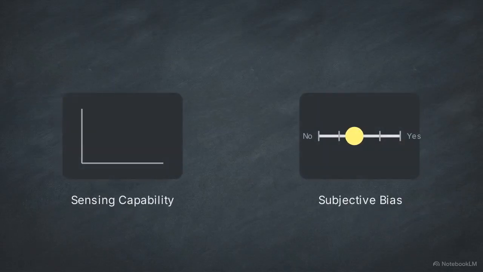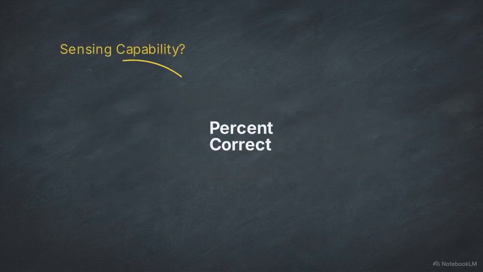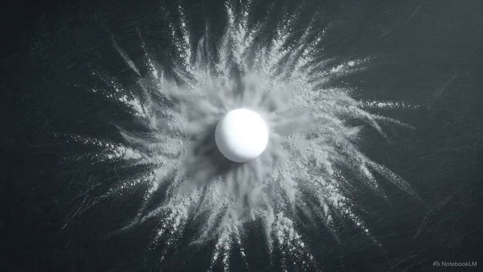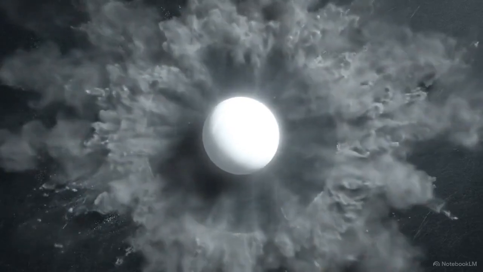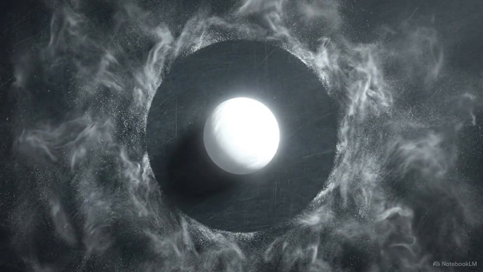The percent correct metric fails here because it mashes two completely separate variables into a single number. It confounds the true sensing capability of the detector with the subjective bias of where the threshold was set. To evaluate actual performance, we have to strip away the human bias. We need a mathematical metric that isolates raw discriminative power from the noise.